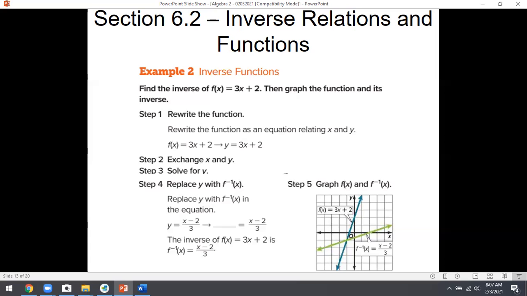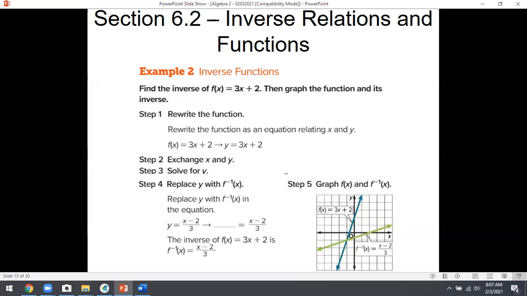So your answer on this one is f inverse is x minus 2 over 3. And you can see the opposite operations inside there. There's a minus 2 as predicted. There's a divide by 3 instead of a times 3. Now we're pretty much done with that.